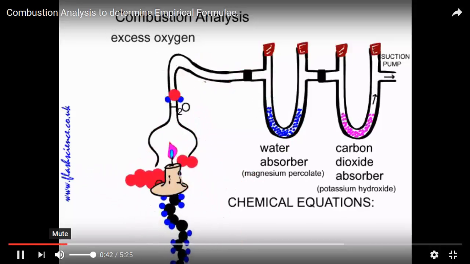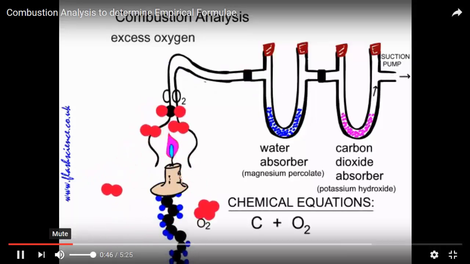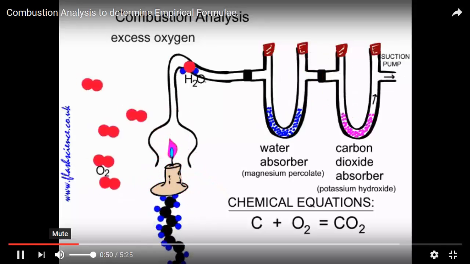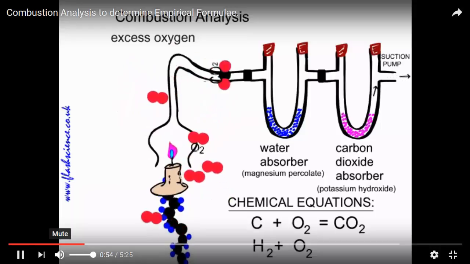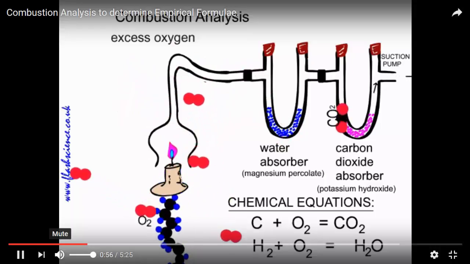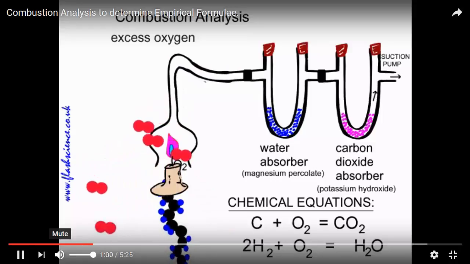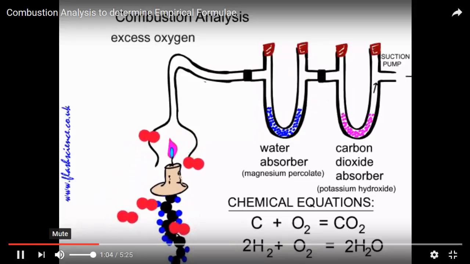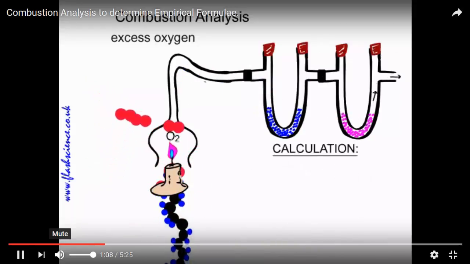It passes to the second of the two U-shaped tubes. The water passes and is absorbed in the first of the two U-shaped tubes. Let's have a look at the equation for the reaction. C reacts with O2 to form CO2. The H2, the hydrogen of the hydrocarbon, reacts with oxygen to form H2O. And to balance the equation, you need 2H2 reacting with O2 to give 2H2O. So C turns to CO2, H turns to H2O.